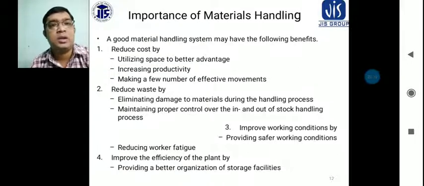And also zero defect considerations will come during the movement of materials properly. That is the importance of reducing waste. And another thing, you can see improving the working condition by providing safer working conditions also will be considered according to the importance of materials handling. And another thing, reducing worker fatigue also comes with the movement of materials. And you can see here improving the efficiency of the plant by providing better organization of storage facilities will come with these systems.